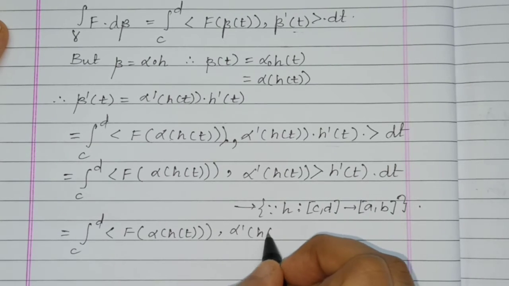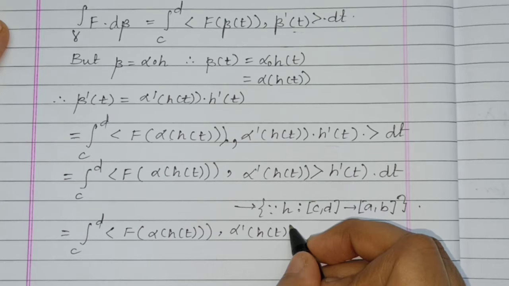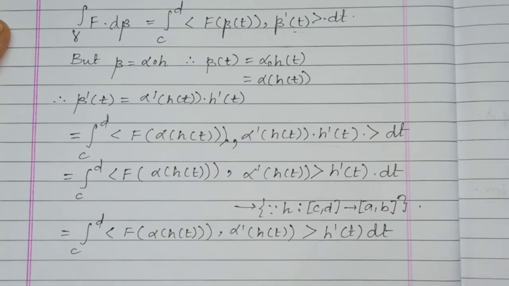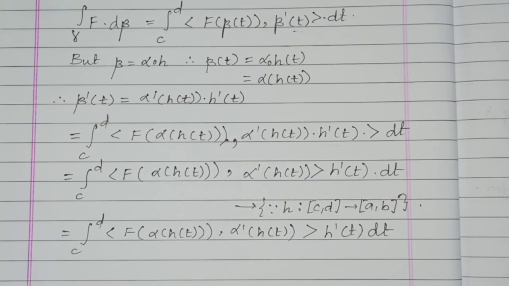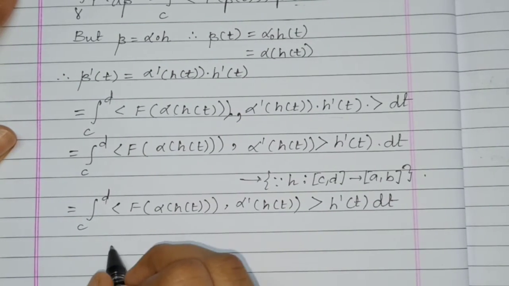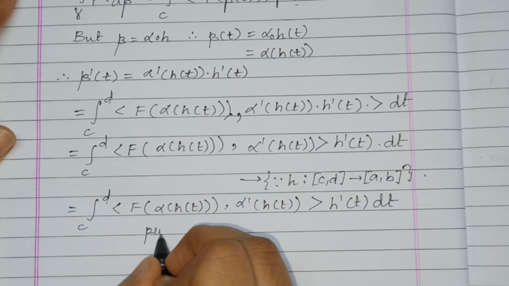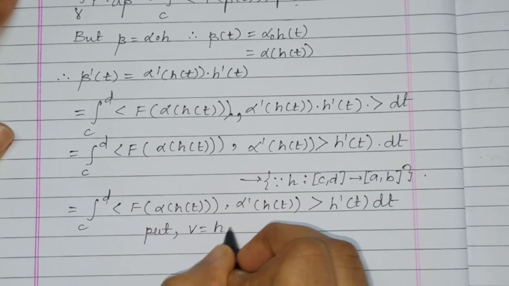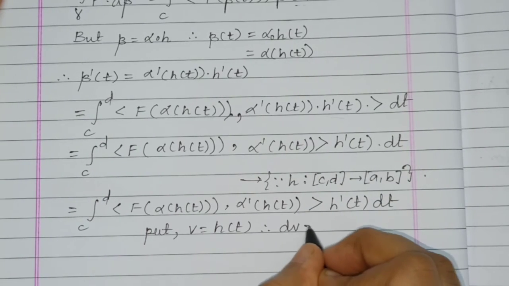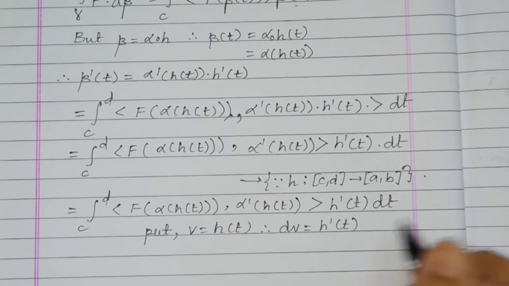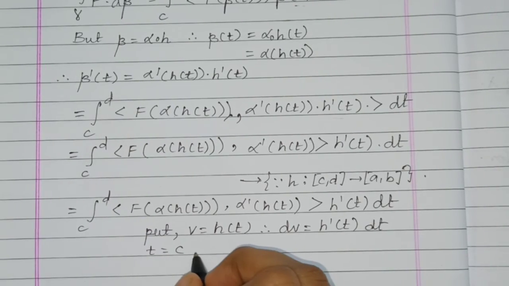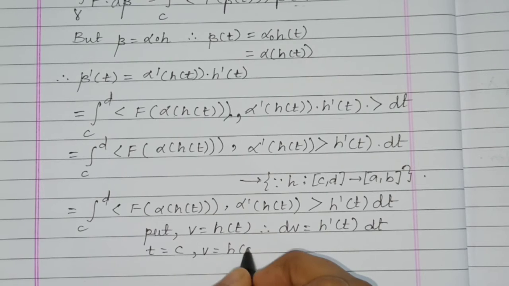So now let us rewrite, that is integration c to d inner product of f of alpha of h of t comma alpha dash of h of t inner product complete, h dash of t dt. Further, let us use substitution. So put v is equal to h of t. This is what we have done earlier also. The same method is used. Since v is equal to h of t, the derivative becomes dv is equal to h dash of t dt. So since substitution is used, limits are also changed.